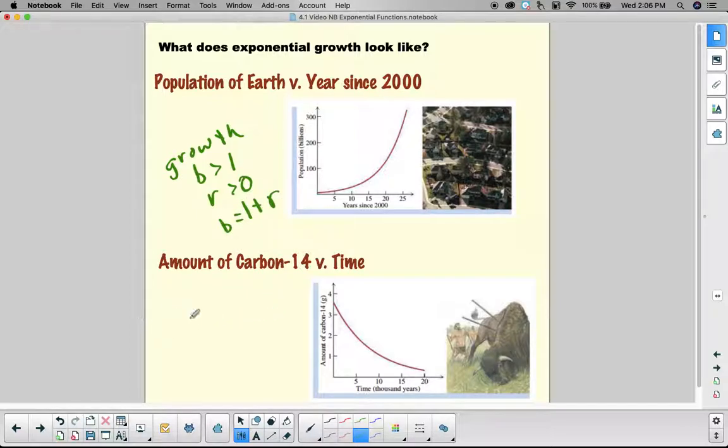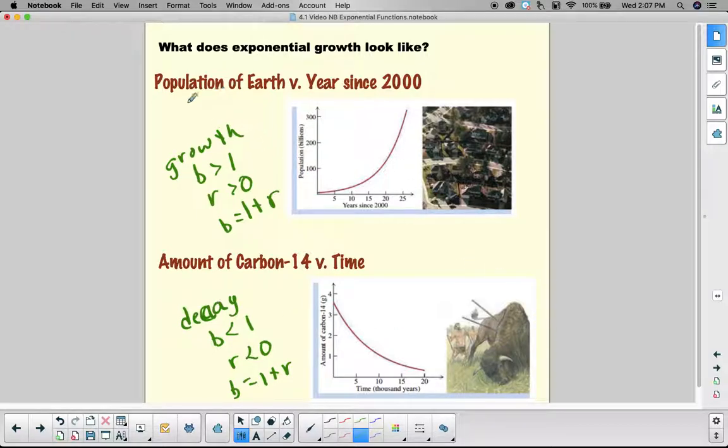Over here, down below, we have decay. The base in this exponential function is going to be less than 1 because the rate is negative. The growth rate is negative because the carbon 14 is getting smaller. And remember, the base is equal to 1 plus the rate. So if the rate is negative, our base is going to be less than 1.